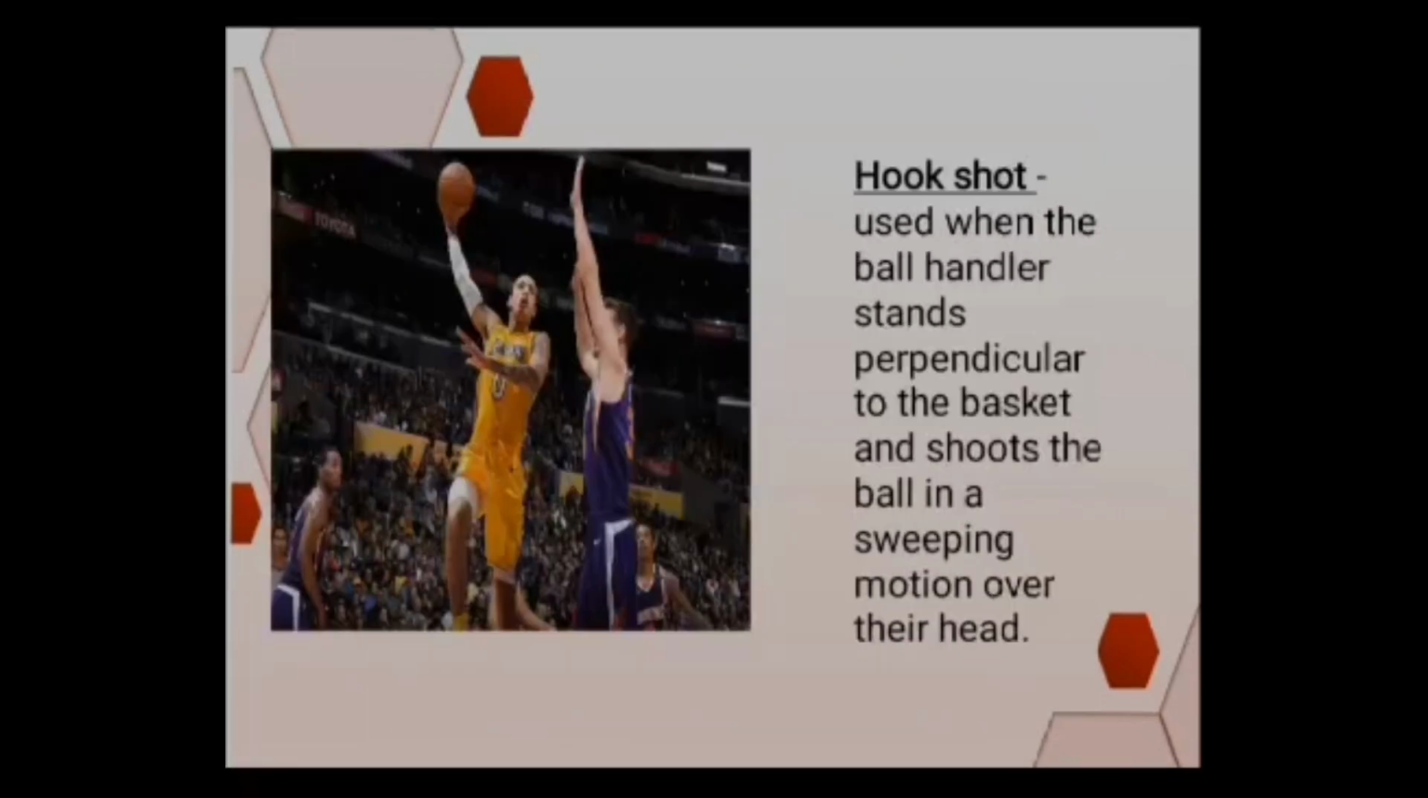And now lastly is the hook shot, used when the ball handler stands perpendicular to the basket and shoots the ball in a sweeping motion over their head. So as you see in the picture, the person holding the ball is facing the people, and the ball is facing the ring. It means the ring is behind the one in blue. So it is called a hook shot.